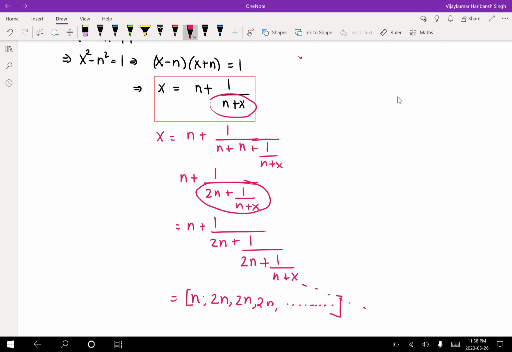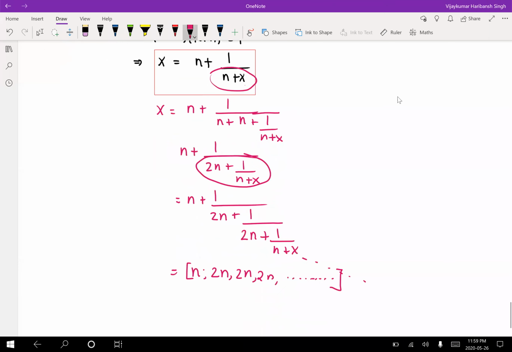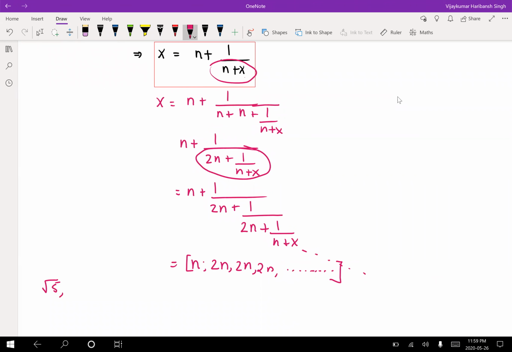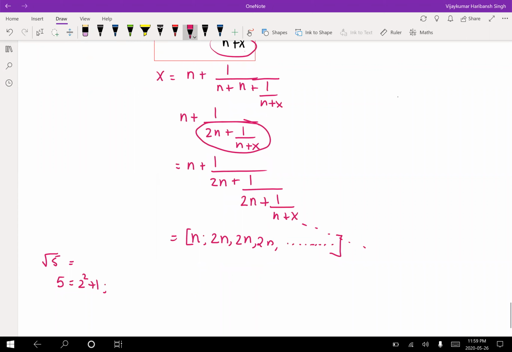Okay, so this is an example. For example, if you're asked square root of 5, since 5 is equal to 2 squared plus 1, then n is basically 2. So you'll get square root of 5 is equal to 2; 4, 4, and so on. Right? And there's another short way to write this. So 2, and then you can write 4 with a bar on top. This bar indicates that it will keep on going forever.